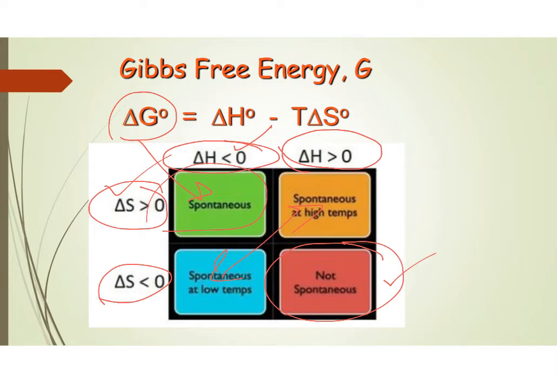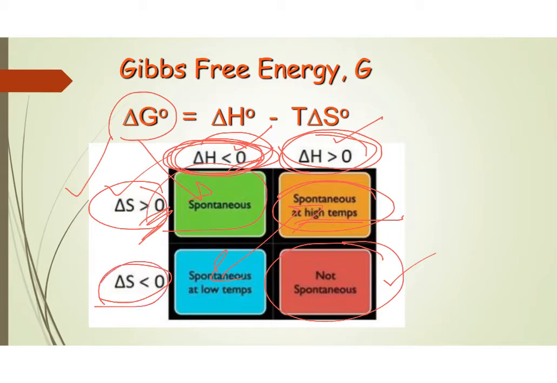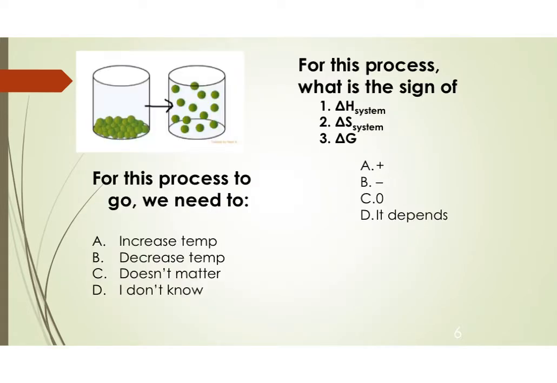If you have, for example, entropy that is favorable, that's positive, but your enthalpy is also positive, which means it's endothermic and not favorable, then the process will be spontaneous only at high temps. If enthalpy is favorable, exothermic, negative, but entropy is also negative, which is unfavorable, the process will be spontaneous only at low temperatures. All right, so take some time to make sure you understand those.